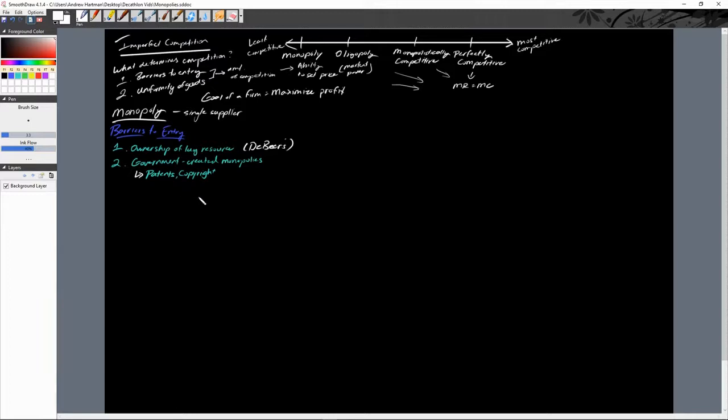The reason that you do this is to incentivize innovation. That's why a government would create these laws: to incentivize people to create new things, so that they make more money off of their inventions. Lastly, there is a natural monopoly.